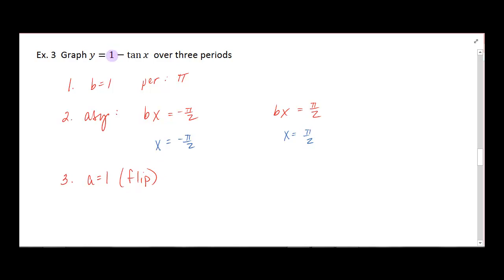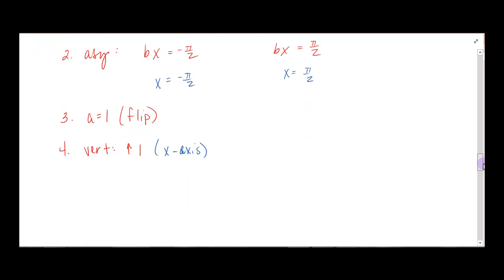And finally we get to the vertical shift. This is a number that is being added or subtracted to the trig function, and therefore I will shift either up or down, and in this case, since 1 is positive, I'm going to be shifting up by 1. So I'm going to take my x-axis and shift it up by 1, and we'll get to that in just a second.